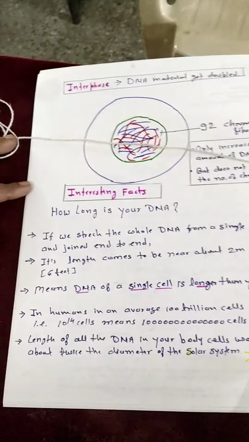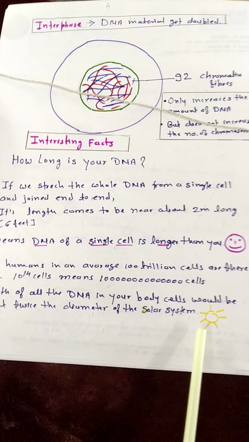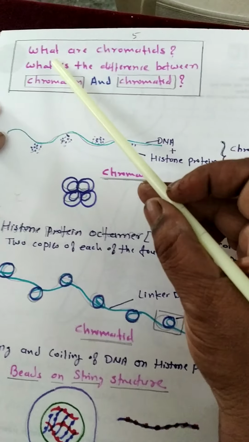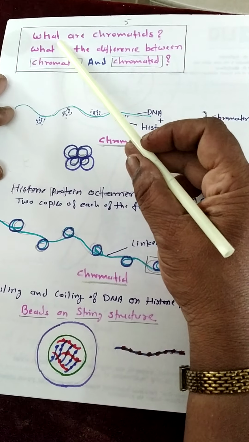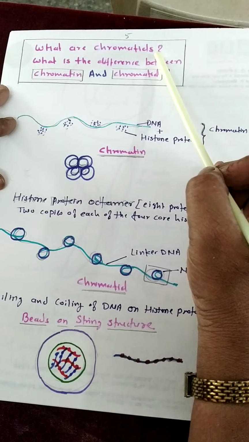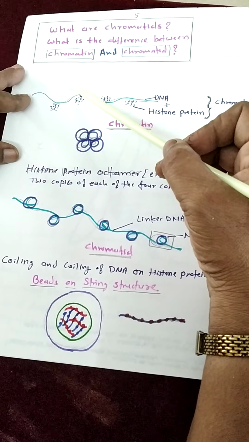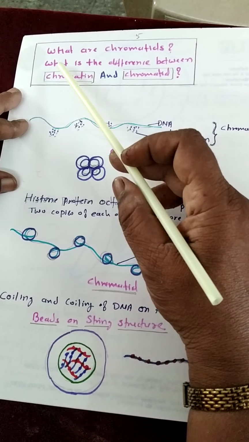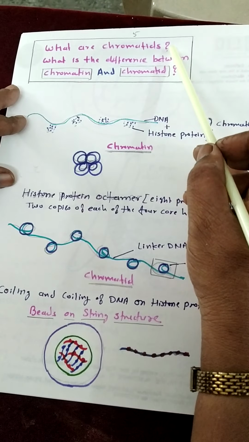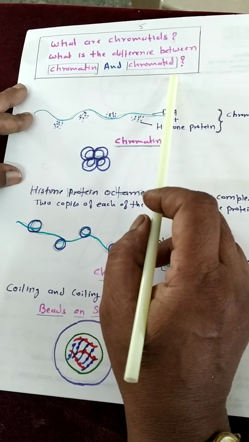So imagine how long the whole body DNA will be. Yes. Now the next concept is, what are chromatids? Let us first understand what chromatins are. Chromatins are the DNA molecules surrounded by the histone protein. Now we have to understand what chromatids are and what the difference is between chromatin and chromatid.